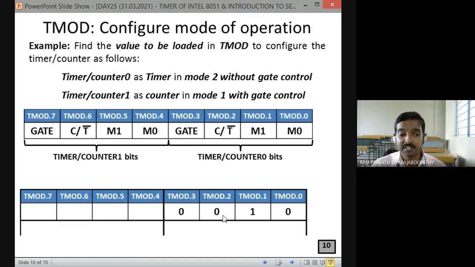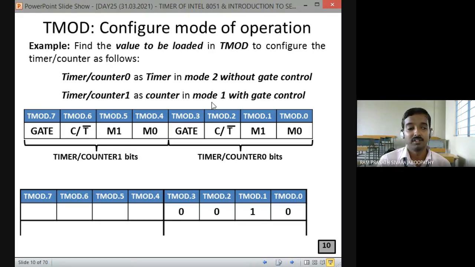Can you people understand this thing? How am I filling this? Based upon the requirement, I am filling the bits. Similarly, tell the upper 4 bits. Kindly find out and tell. It needs gate control. It should be configured as counter in mode 1. 3 things you have to note down. Yes, very good.